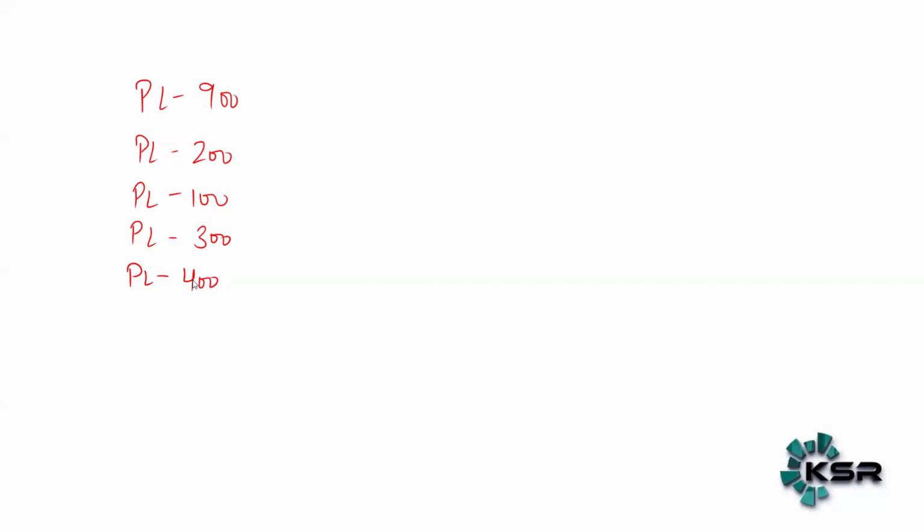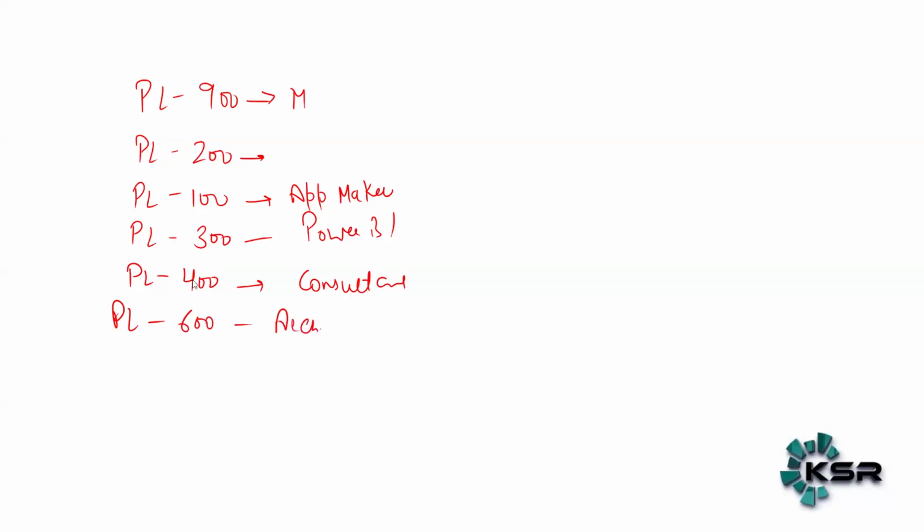PL 900 is fundamentals. 200 is associate, I think. 100 is Power App maker, but now it is not in scope. 300 is Power BI, and 400 is consultant, I think, and 600 is architect. This is fundamentals, and this is associate.